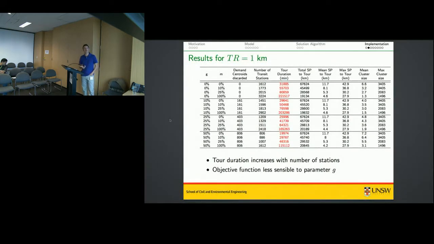It means that discarding centroids may be of interest, but it's really more the density that is at stake here. If you introduce more centroids, especially in the case where M is 100, we have a lot of improvement in the objective, or actually not improvement, but it increases a lot.